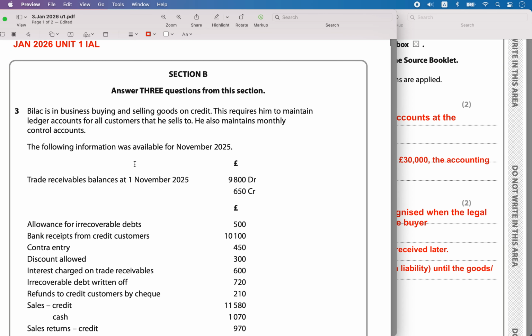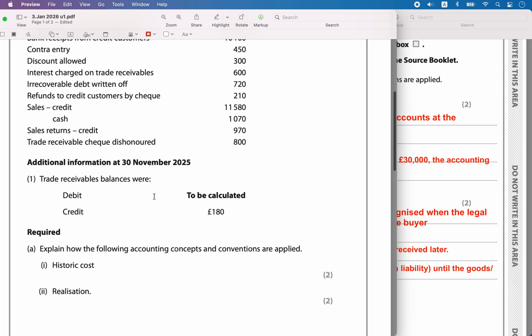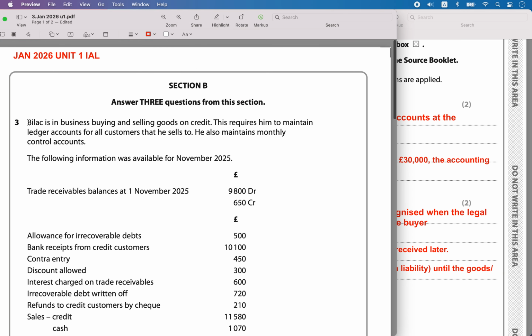Hello, today we are solving Jan 2026 Unit 1 IAL Edexcel paper, question number 3, part A. Explain how the following accounting concepts and conventions are applied. So we have to explain what is a historic cost concept and what is a realization concept.